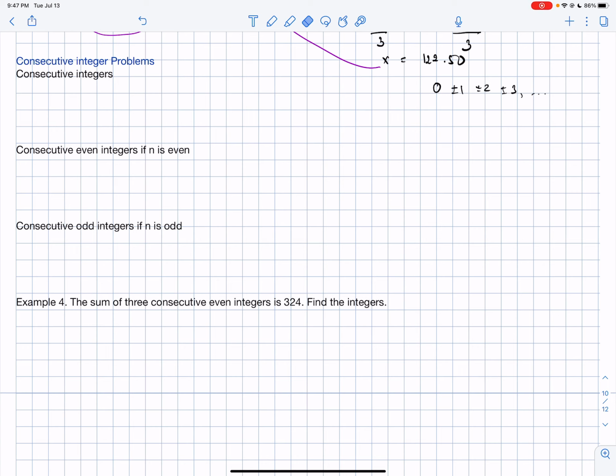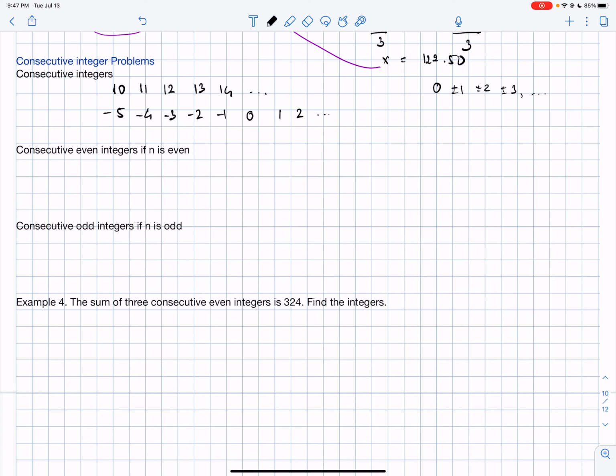What does it mean by consecutive integers? Consecutive integers mean the integers that go one after another, or go next to each other. For example, if I begin from 10, then the consecutive integers are 11, then 12, then 13, then 14, and so on. Or if I begin from negative 5, then the next ones, going to the right side, are negative 4, negative 3, negative 2, negative 1, 0, 1, 2, 3, and so on.